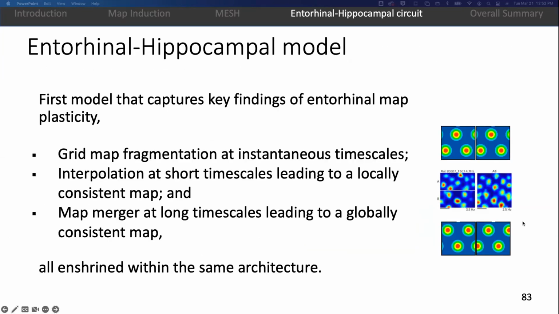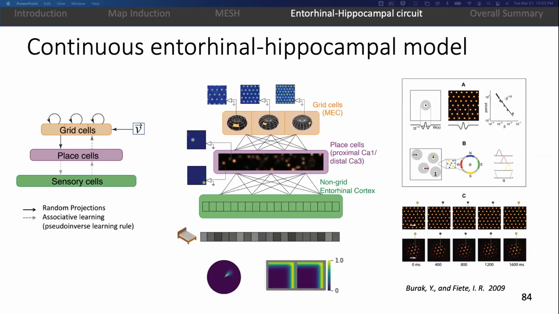So I'm going to build on the previous model that we've seen and take it to a fully continuous regime and show you that this model captures three key findings of the entorhinal map plasticity, which includes grid map fragmentations at instantaneous timescales, interpolation at short timescales leading to locally consistent maps, and map merger at long timescales leading to a globally consistent map, right? And all of this is enshrined within the same architecture. So this is the model.